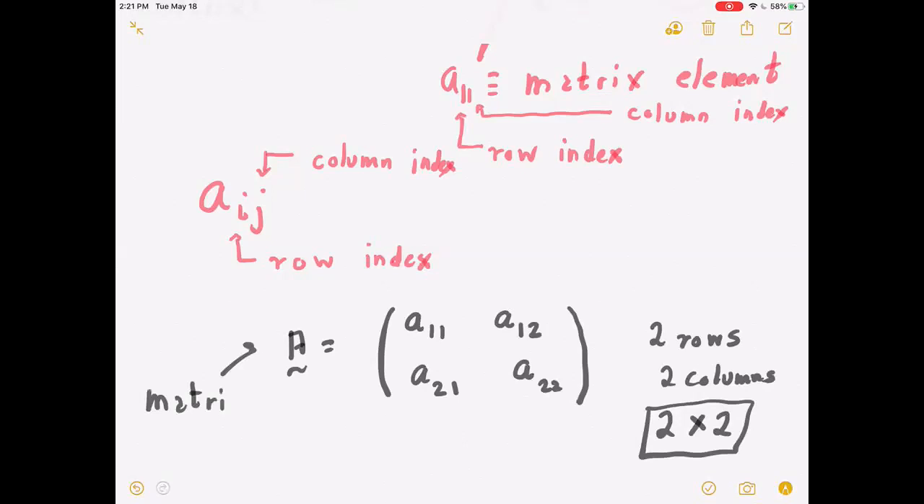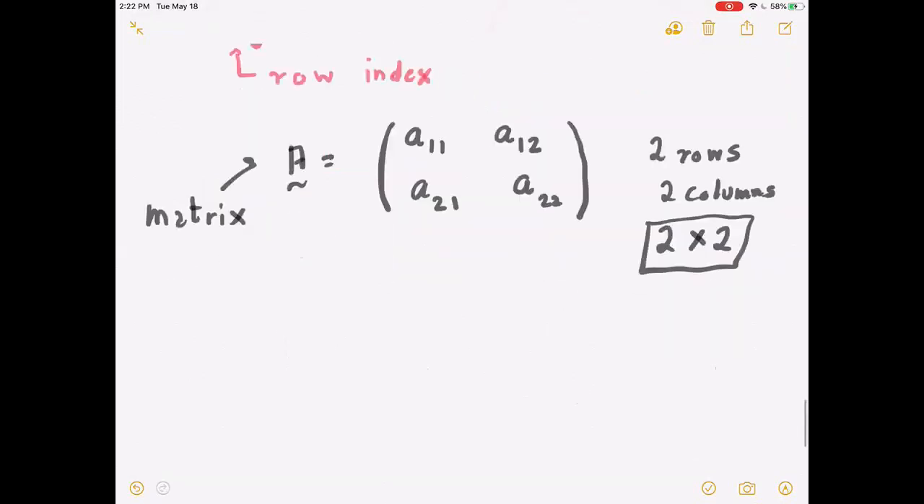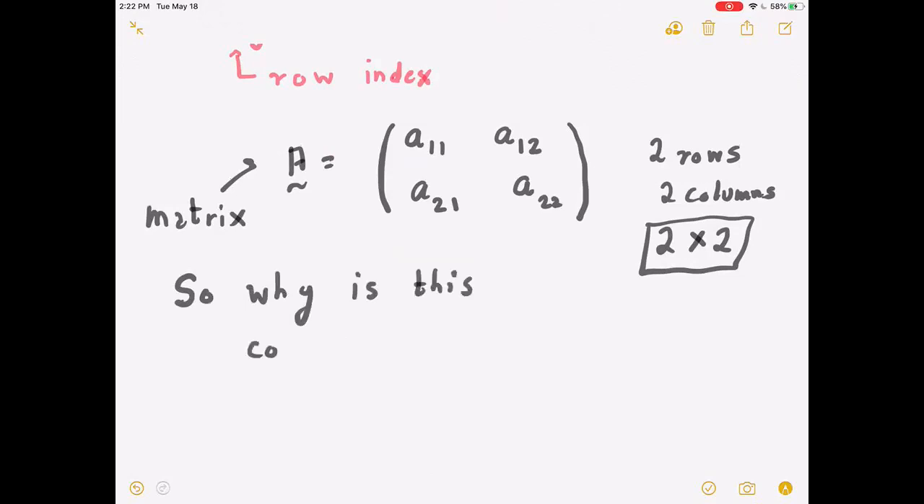So when you write down a matrix, you have to tell the audience where the matrix elements are, or that's another way of telling the audience how many rows the matrix has and how many columns it has. Okay, so now that we have this coefficient matrix, why is this coefficient matrix useful? What are we going to do with this?